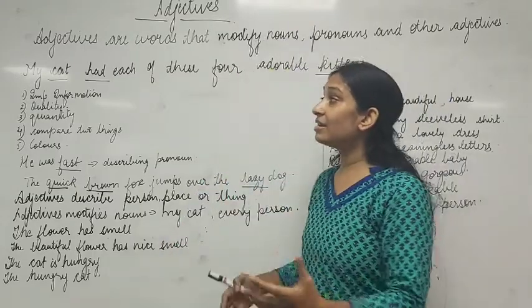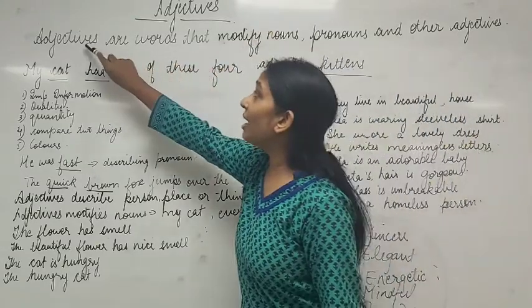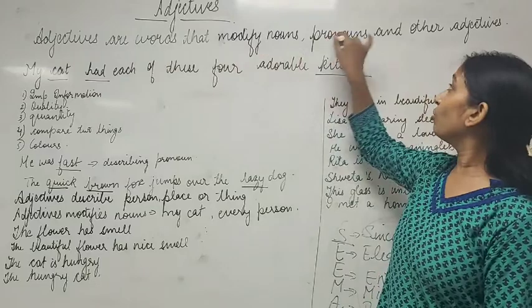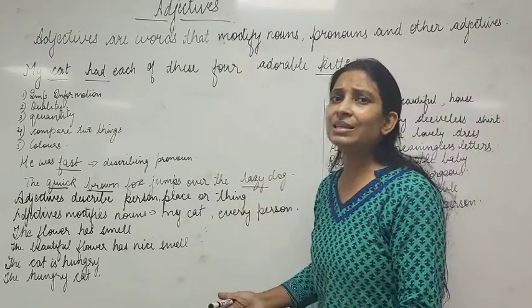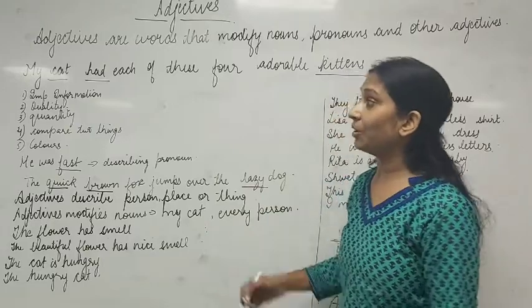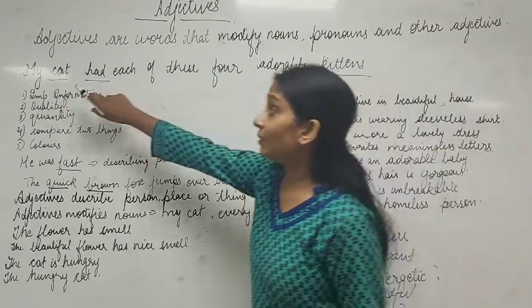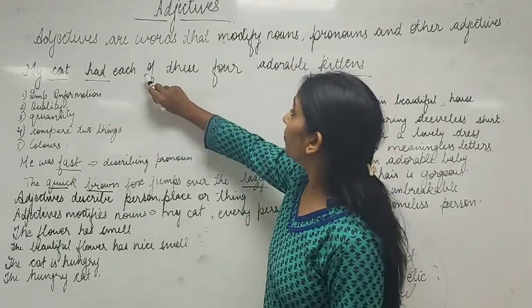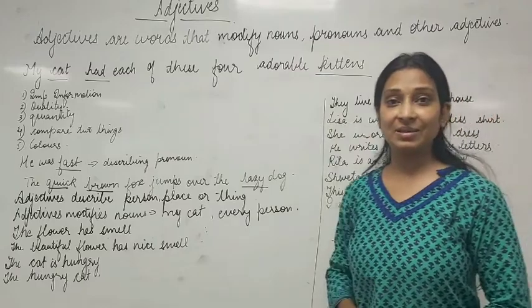Let us understand this even more. We have already learned the definition of adjectives. Adjectives are words that modify nouns, pronouns, and other adjectives. But we are going to understand it deeper, even deeper. Here I have written, my cat had each of these 4 adorable kittens.